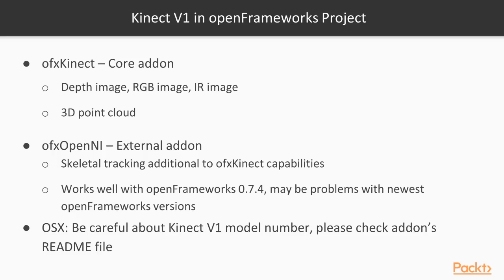For using Kinect V1 in openFrameworks, there are two main possibilities: use an ofxKinect add-on or ofxOpenNI add-on. First one is a core add-on, working on all desktop platforms. It allows to get the depth, color, infrared images, as well as 3D point cloud.